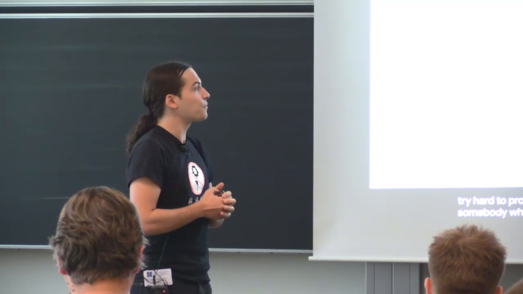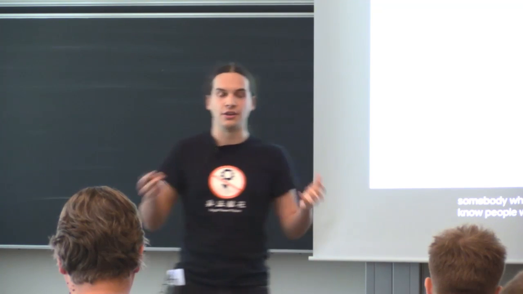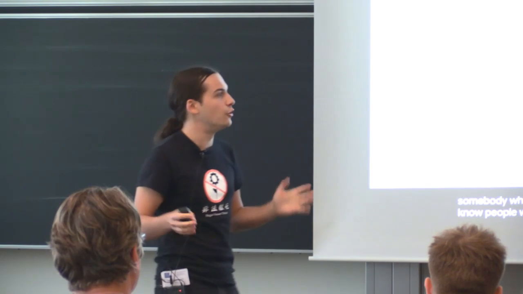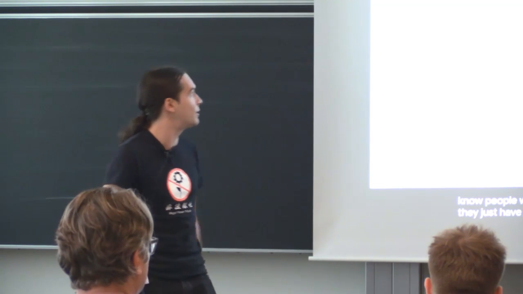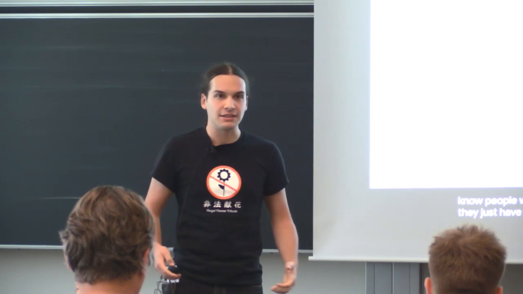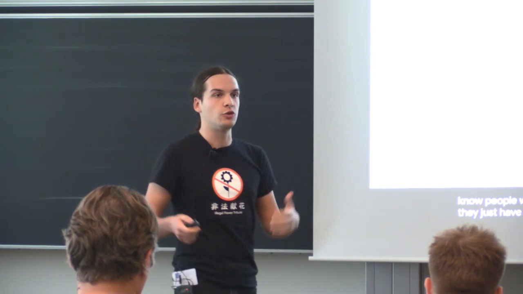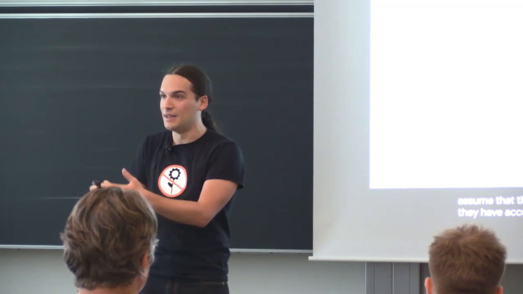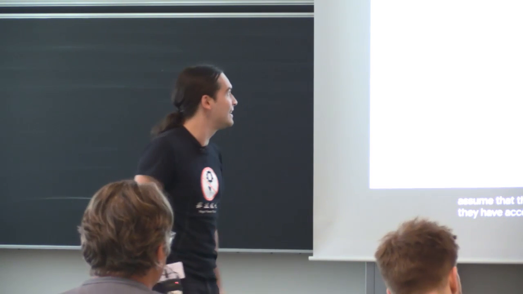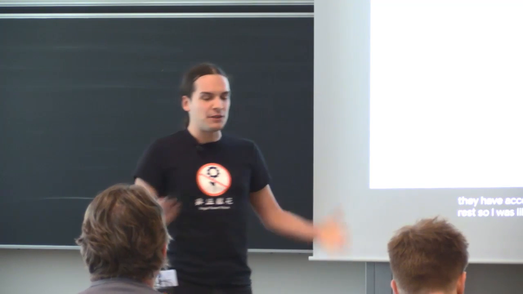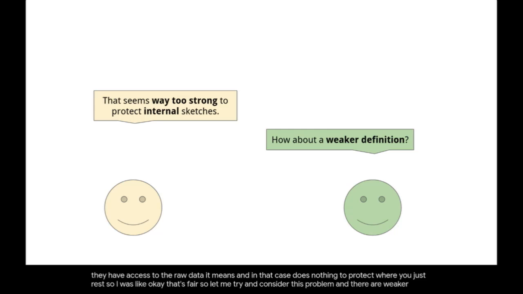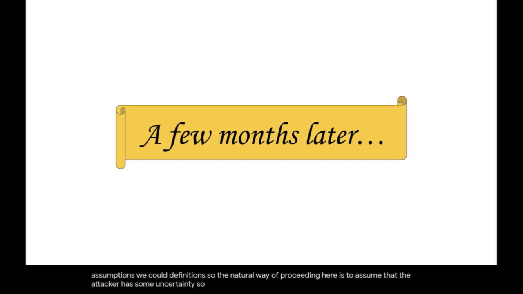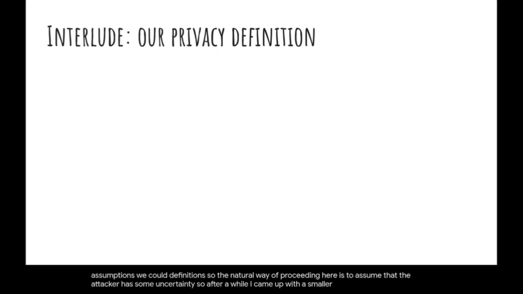Right? And similarly, there are people with access to data just because they need it for debugging or they just have access to raw machines, etc. So in this context, it actually is a bit overly strong to assume that the attacker has access to everybody but one person. Because if that's the case, it means they have access to the raw data. And in that case, there's nothing to protect, right? You just lost. So I was like, OK, that's fair. So let me try and consider this problem under weaker assumptions, weaker definitions. So the natural way of proceeding here is to assume that the attacker has some uncertainty. So after a while, I came up with a definition that's a bit weaker.